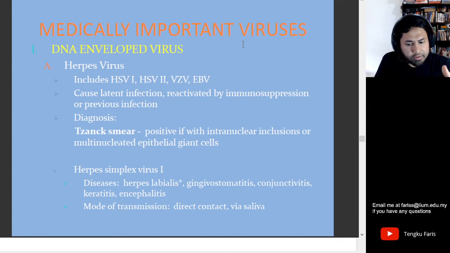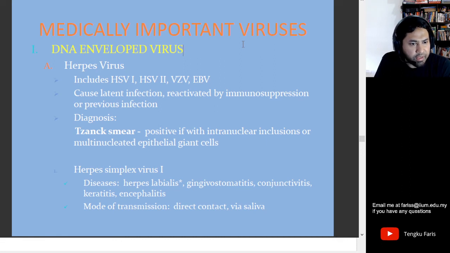The top one is the herpes virus. It can be type 1, type 2. It can be from the herpes family, varicella zoster or Epstein-Barr virus. They are all from the same family. They cause latent infection. It can be reactivated by immunosuppression or previous infection.